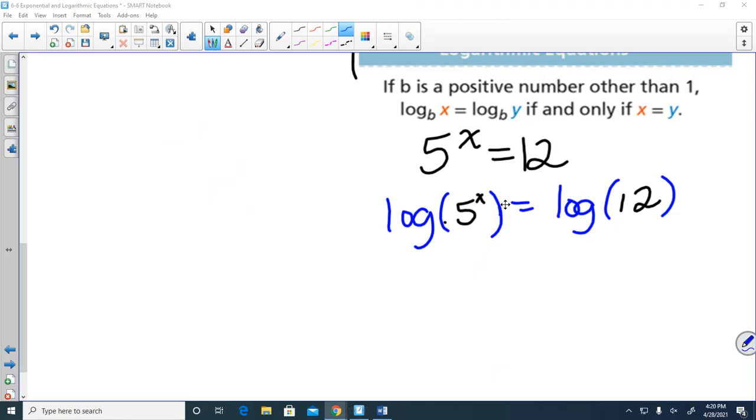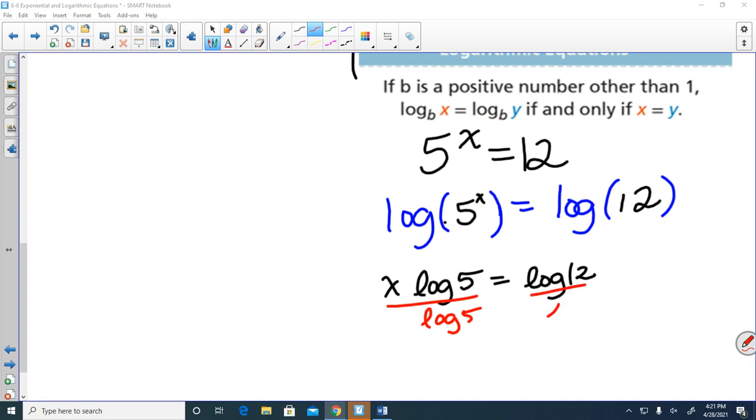So if I take the log of both sides, now I can apply the log property that says this exponent can come into the front, and I have x times the log of 5 equals the log of 12. And then to get the x by itself, I could divide both sides by the log of 5. So then x is equal to the log of 12 divided by the log of 5.